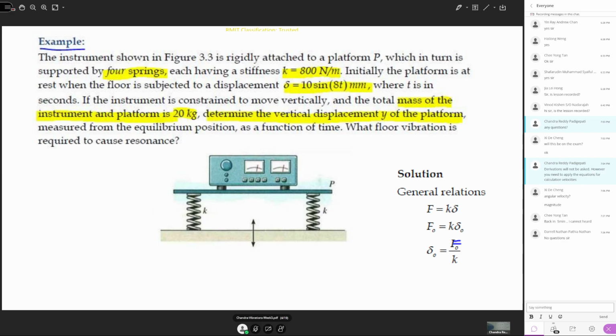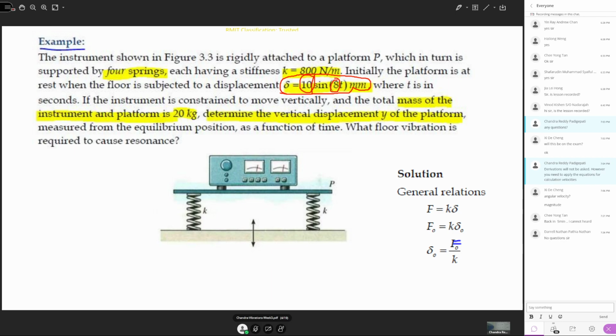Initially the platform is at rest when the floor is subjected to a displacement delta, which is given as 10 sin 8t mm. Mm is the unit for measurement, because delta is the displacement, so we measure displacement in mm. But what is this 10? And what is this 8? Anyone, what is 10 and what is 8?